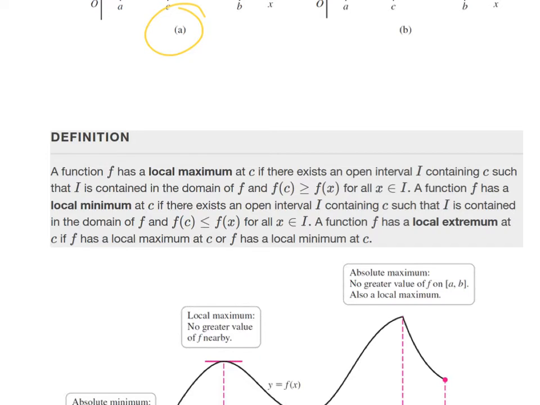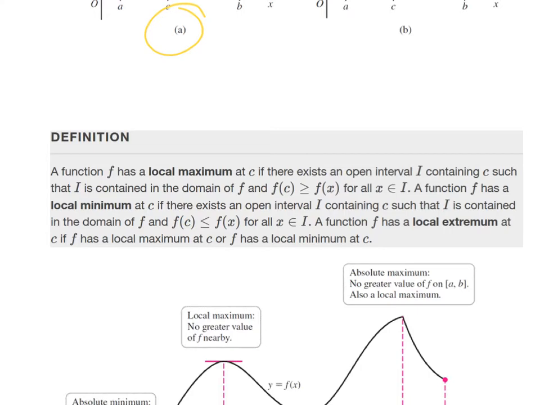So if I have a closed interval from A to B, the subset would be the open interval from A to B. So I don't include the endpoints. But the way in which we describe the maxima and minima in the local form is that it is still the highest point or the lowest point in terms of outputs. It's always the outputs. It's the x that produces that output.